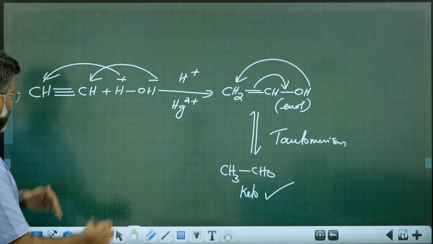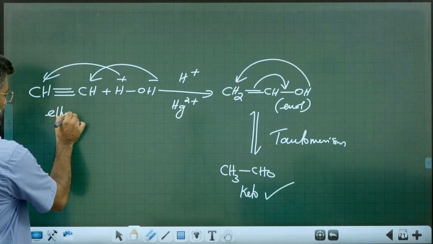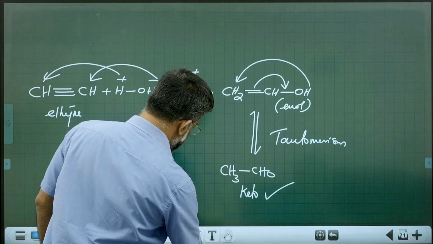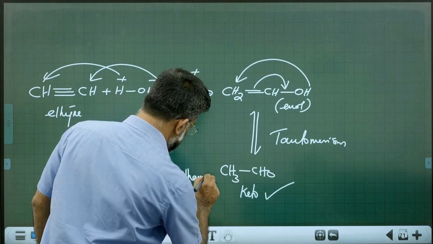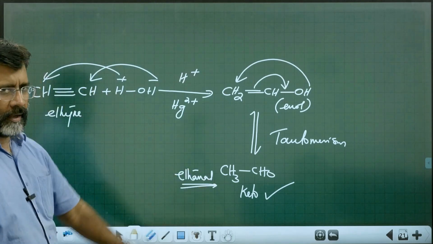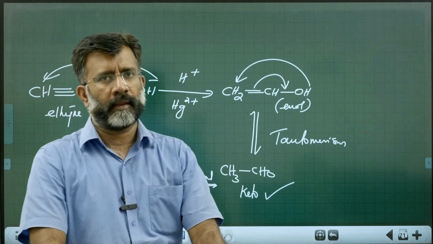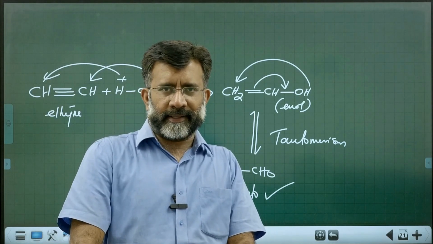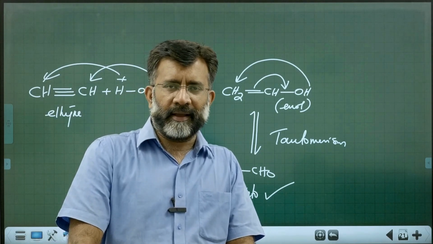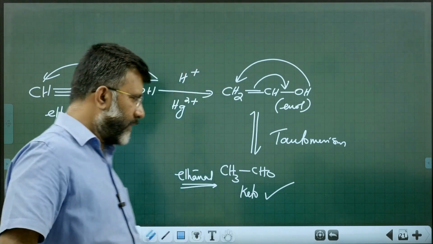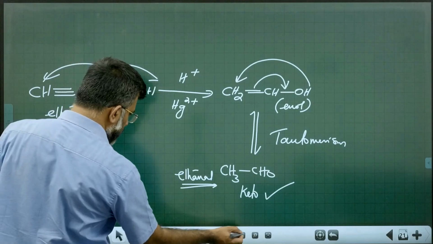And the point is, ethyne upon hydration, you get this product. I'm sure all of you know this product is called ethanal. Ethyne gives ethanal. So ethyne undergoing hydration, you get ethanal. Meanwhile, higher alkynes will give you ketones. Higher alkynes will give you ketones.